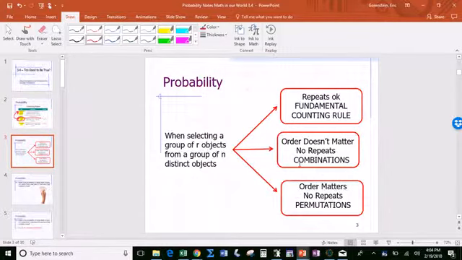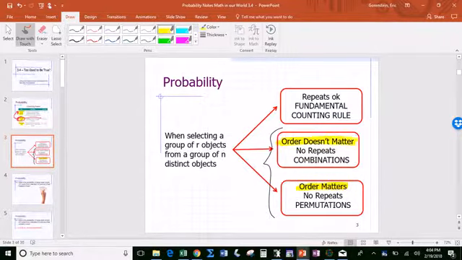Basically, the three types of problems we see: I'm generalizing the problem as selecting a group of R objects from a group of N distinct objects. So pick 3 students out of 20. The R would be the 3 and the N would be the 20. If repeats are okay, we use the fundamental counting principle. If repeats are not okay, we have permutations and combinations. With permutations, order matters, and with combinations, order does not matter.